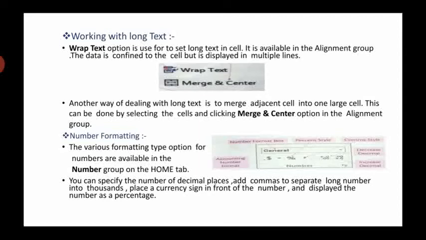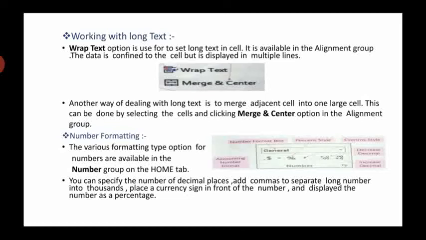Now number formatting. Excel has various options for formatting numbers. You can specify the number of decimal places, add commas to separate long numbers into thousands, place a currency sign in front of the number and display the number as a percentage. In this way we can format the cell number.